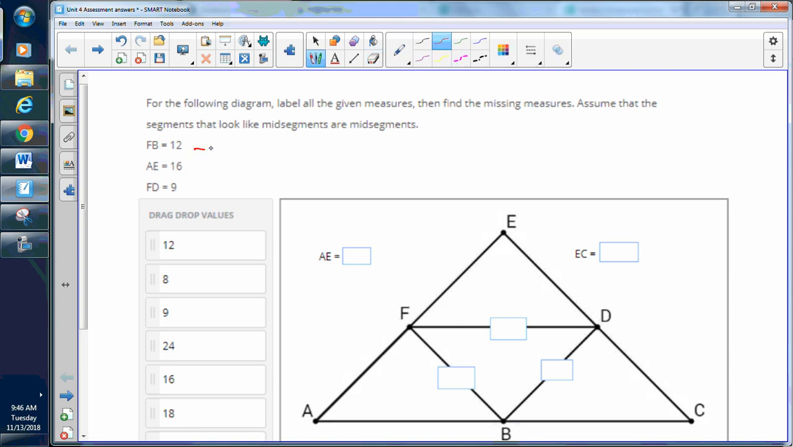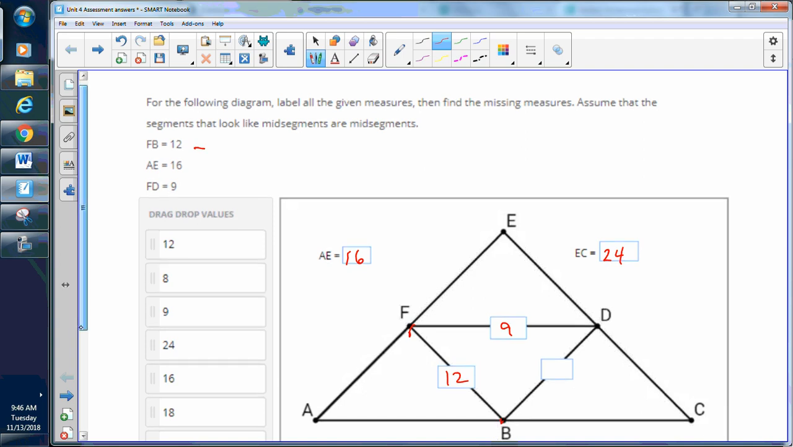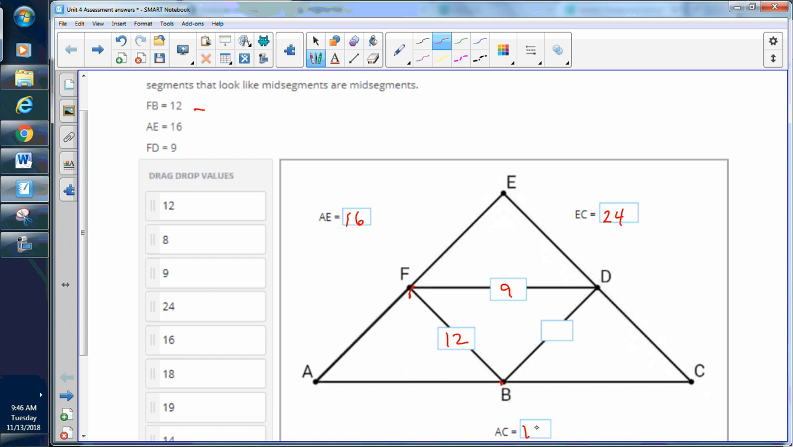We'll start out with the given information that we have. We're told that FB is 12, so we'll put a 12 in for FB. AE is 16, so 16 for AE. And FD is 9. Now we're told that 2 times the mid-segment is equal to the third side. So since FB is 12, EC has to be 12 doubled, it has to be 24. And since FD is 9, you double 9, we get 18 for AC.